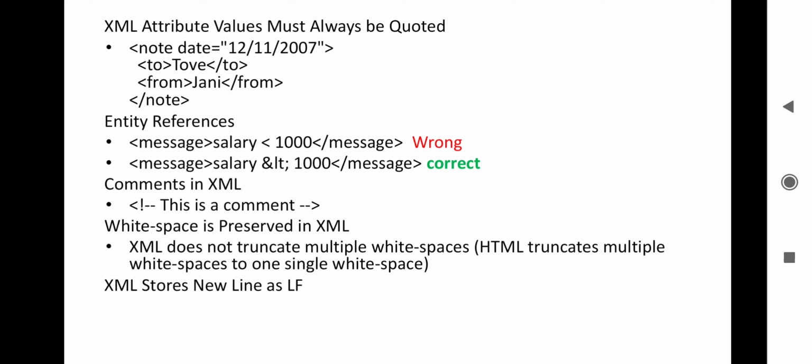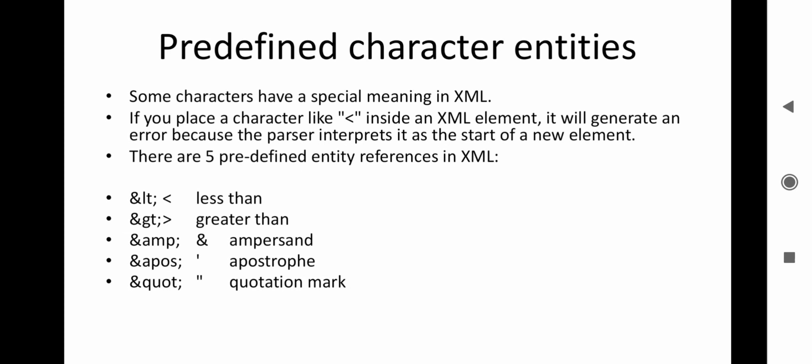White space is preserved in XML. XML does not truncate multiple white spaces, whereas HTML truncates multiple white spaces to one single white space. So XML does not truncate multiple white spaces. XML stores a new line as line feed.